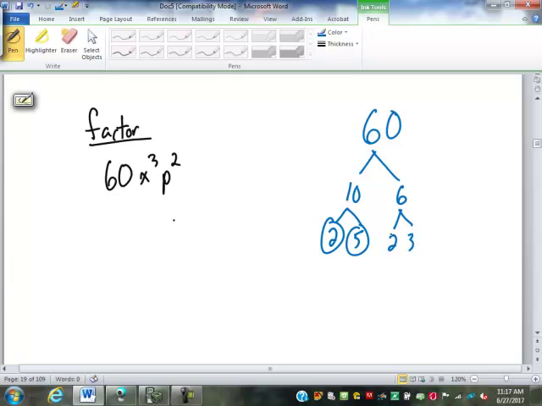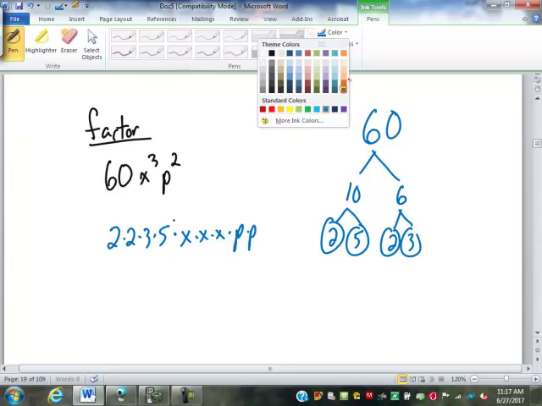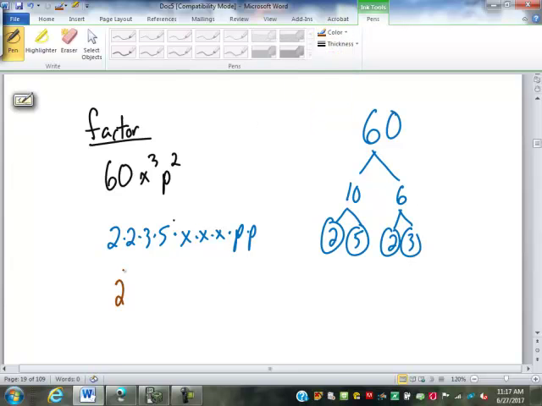6 splits into 2 times 3. Those are prime. So that's 2 times 2 times 3 times 5 times x times x times x. X to the third is just 3 x's. And p squared is just 2 p's. You could write it like that. Or, since it's 2 times 2, you could write it as 2 squared times 3 times 5 times x to the third times p squared. Either one of those would be correct.